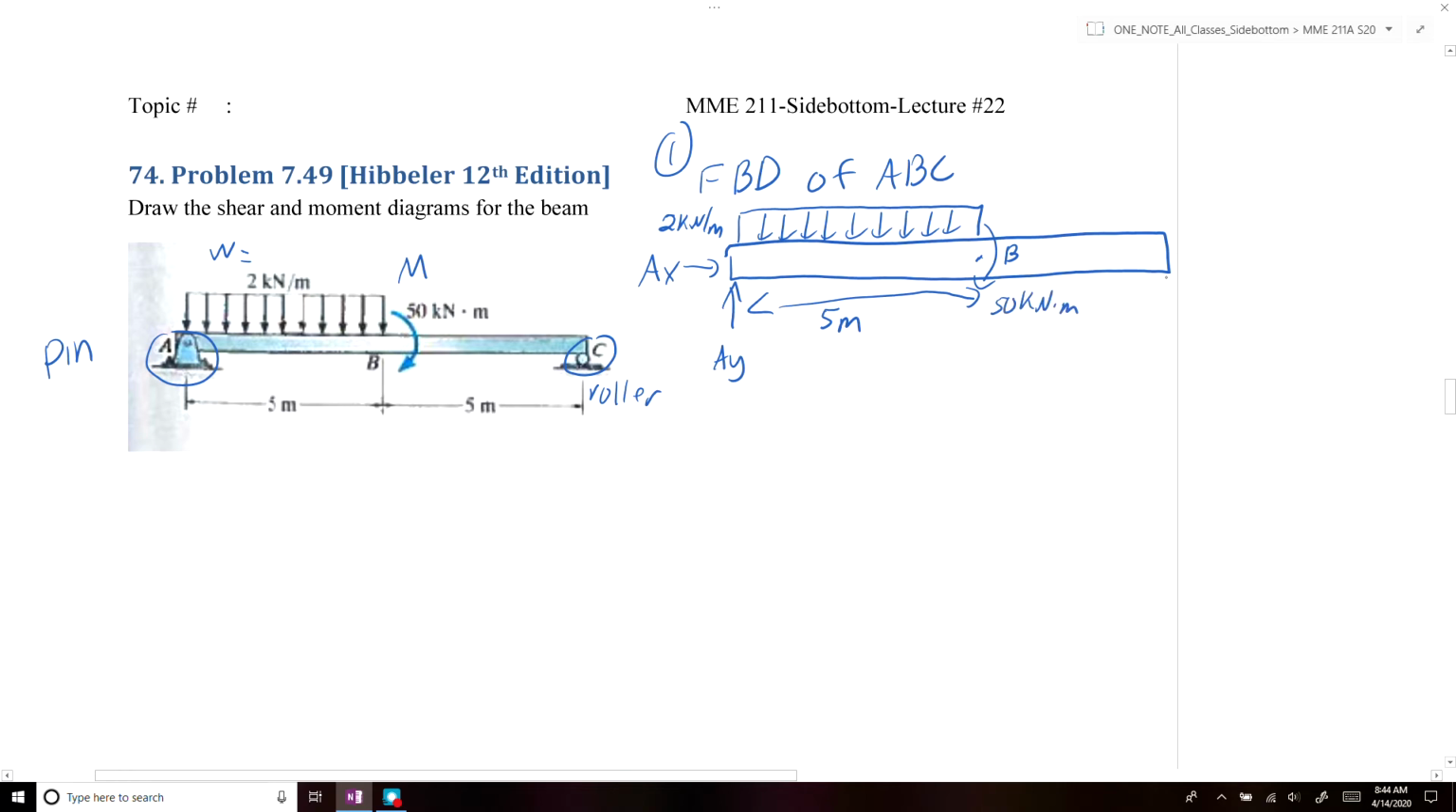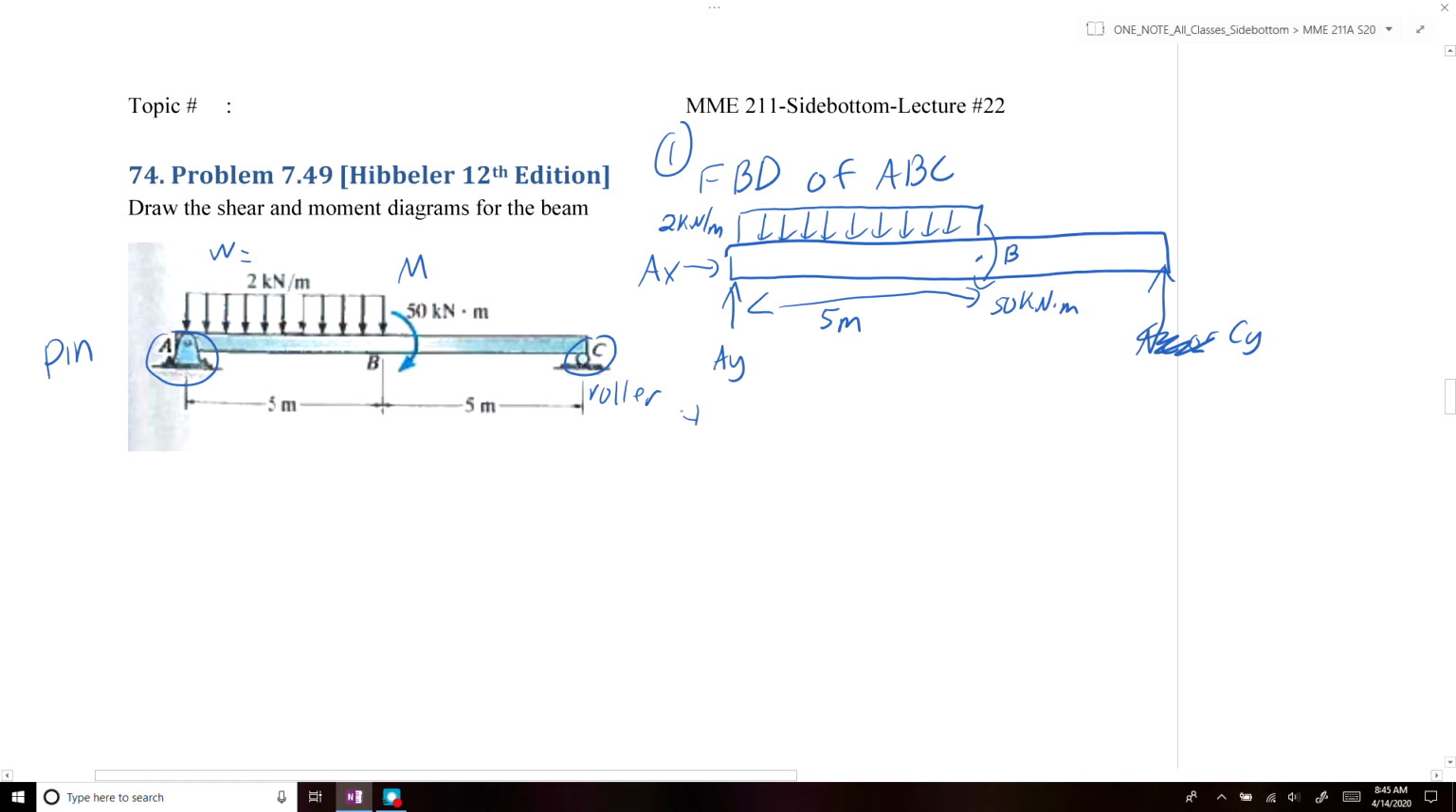And then at point C we have a roller. Alright, so we'll have NC, or you could say CY. So we'll use CY. So to find our three unknowns, A of X, A of Y, and CY, we'll use our three equilibrium equations.